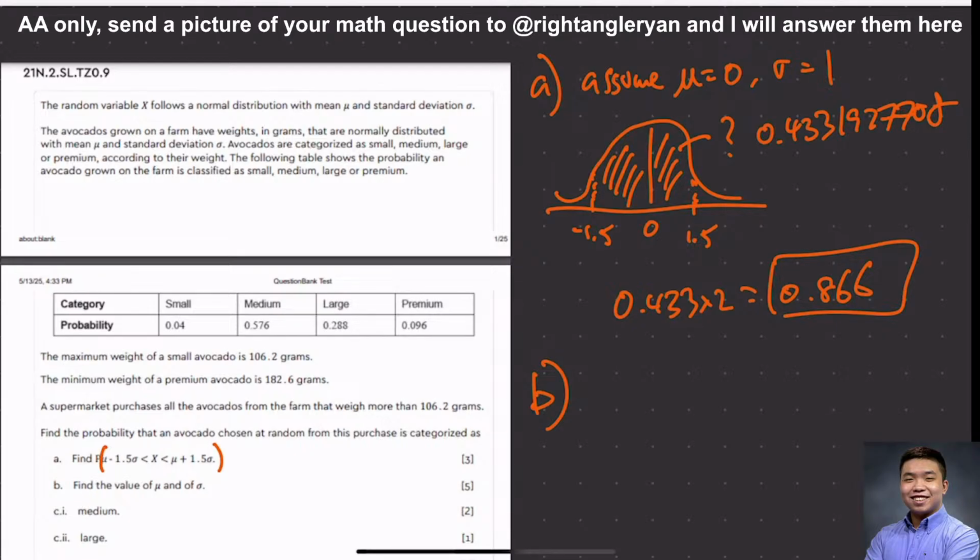So we know we will have to do something related to standardizing, right?